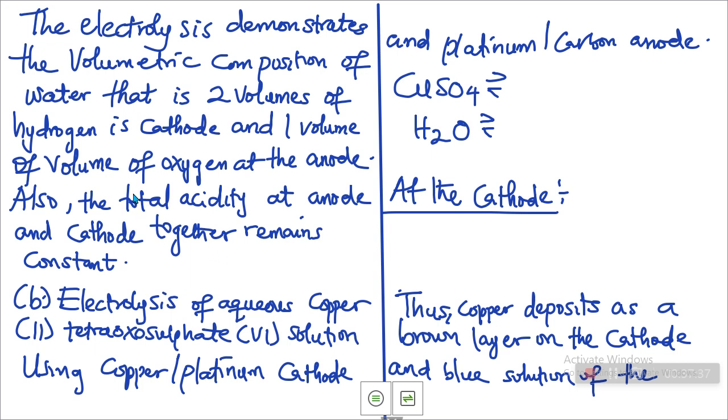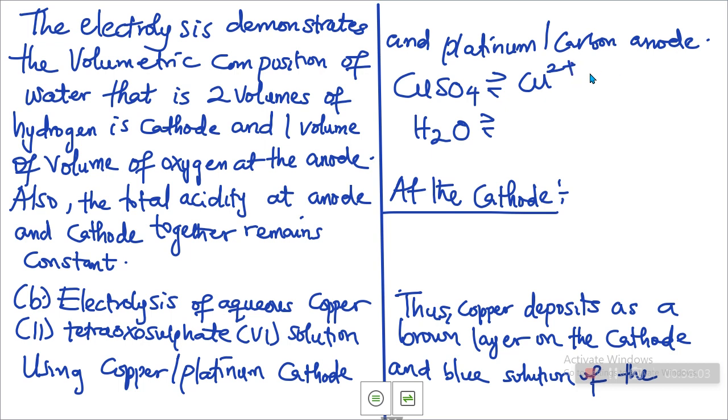Also, the total acidity at the anode and cathode together remains constant. Now let's go to electrolysis of aqueous copper 2 sulfate solution, using a copper or platinum cathode and a platinum or carbon anode.